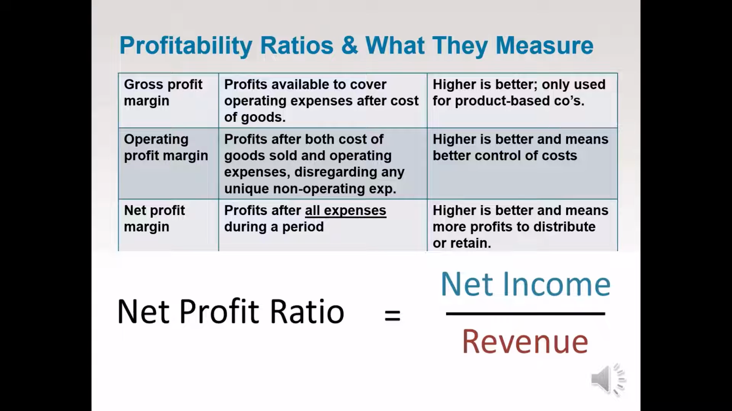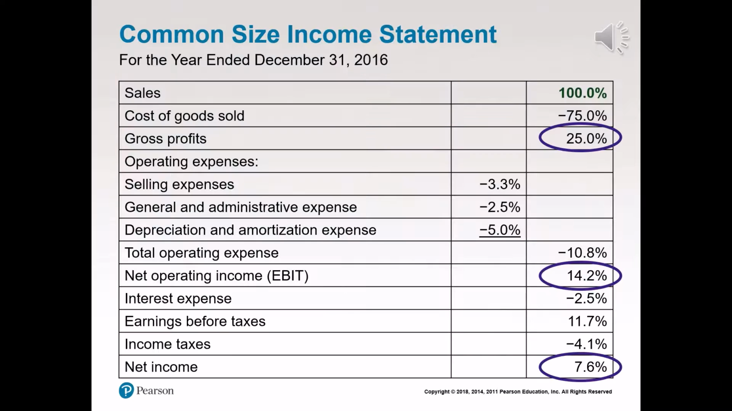Here's the cool thing about those last three profitability ratios we talked about. If you've already completed a common size income statement, and most people have at this point, you already have calculated these amounts. So your gross profit margin shows on your common size income statement, that's the 25% here. Your net operating income margin, or your operating profit margin, that also shows. Here it is 14.2%. And your bottom line, your net income margin or your net profit margin, shows as well. Here it is 7.6%.